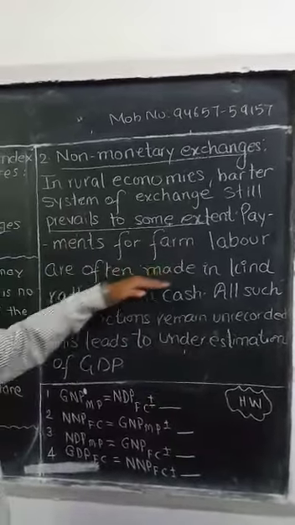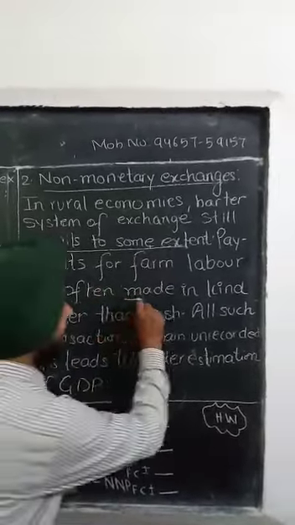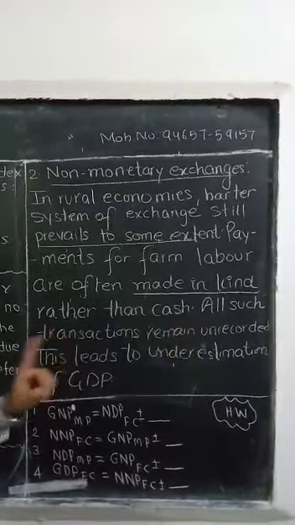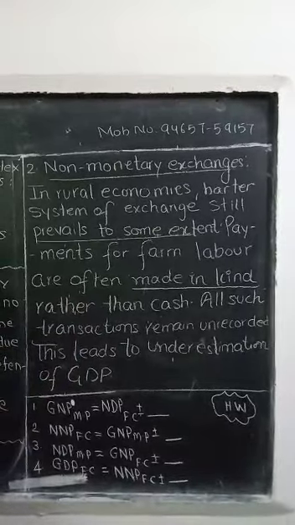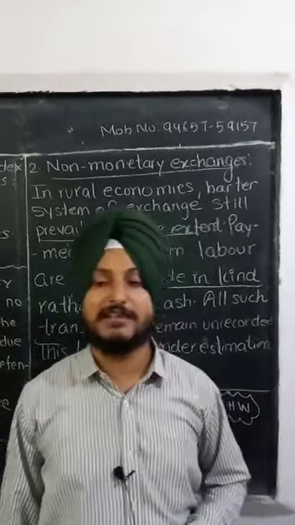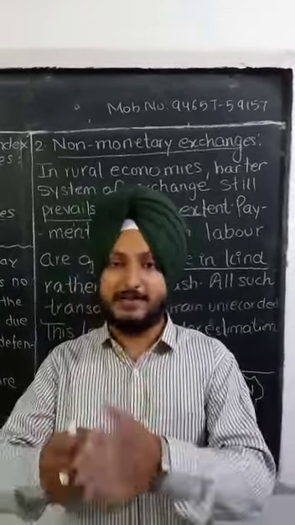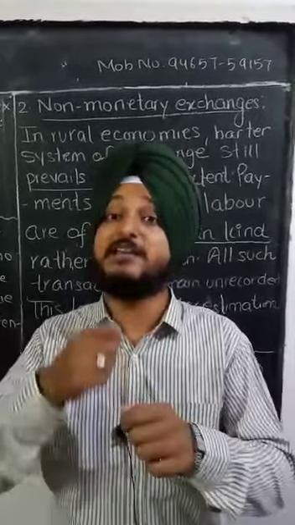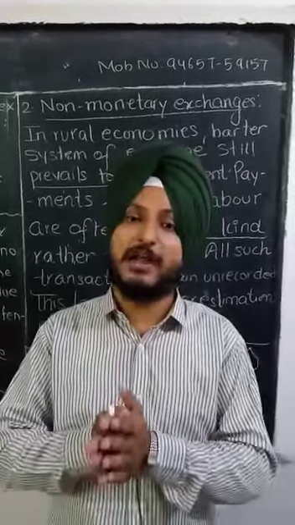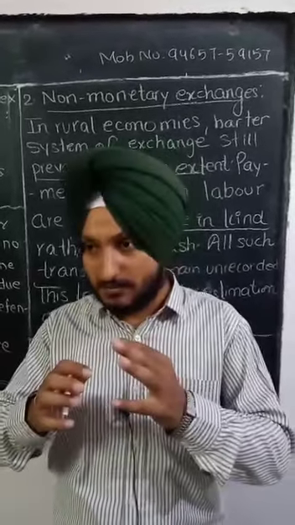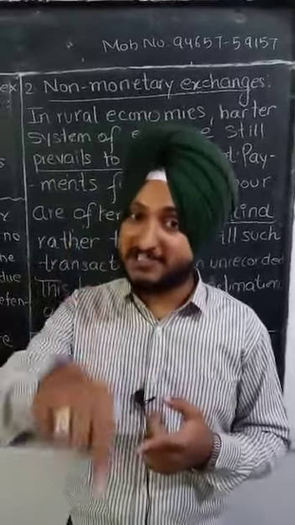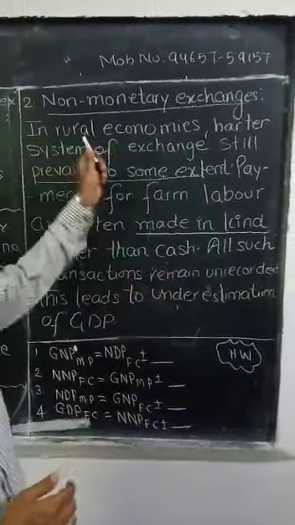Payments for farm labor are often made in kind. You have to keep this in mind. Payments for farm labor are often made in kind rather than cash. It means that in farming or agricultural production, they are not paying farm laborers in cash, they are paying in kind. In kind means they are giving them wheat, rice, or some sort of facility, but not cash. So if cash is not involved, this becomes a non-monetary exchange.